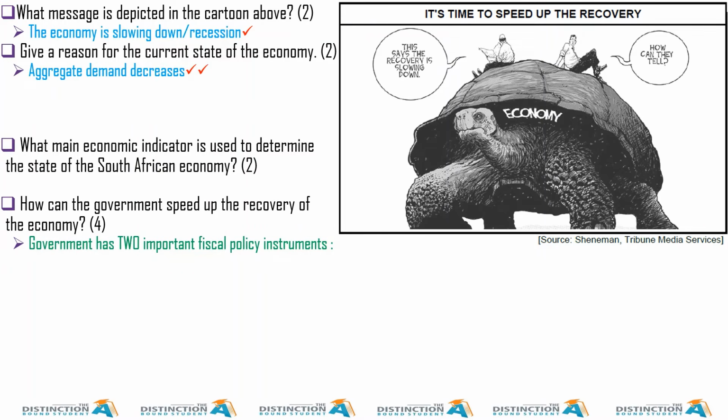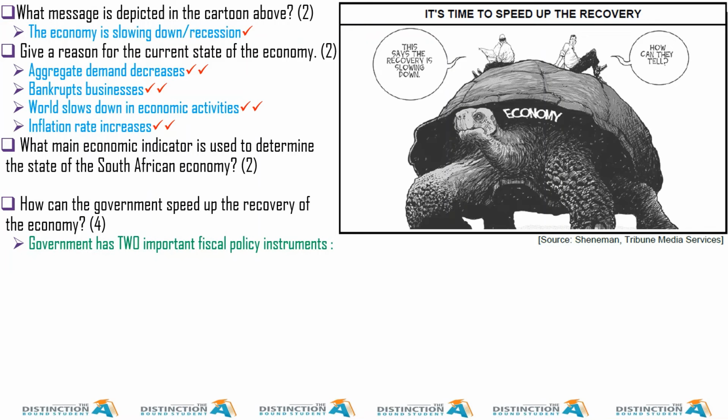Okay, this one here was back then. But if you were to be asked this question now, part of what you could say, if let's say this comes in 2020, you might want to talk about COVID-19. Okay, aggregate demand decreased, bankruptcy in businesses, world slowdown in economic activity, inflation rates increase. If this question is asked November 2020, it will be COVID-19.